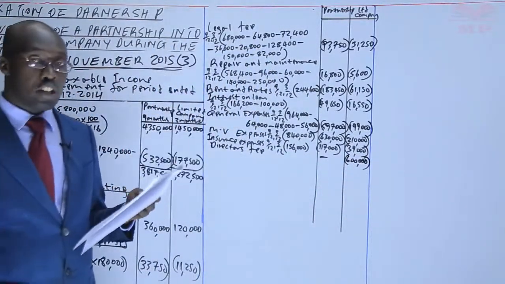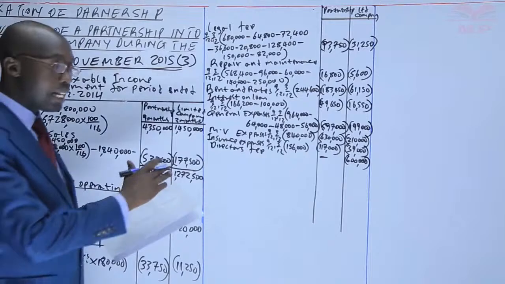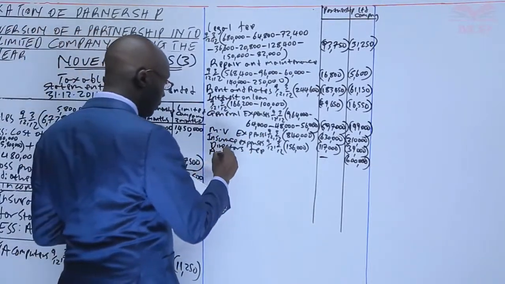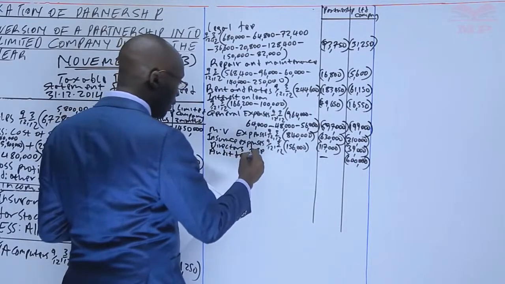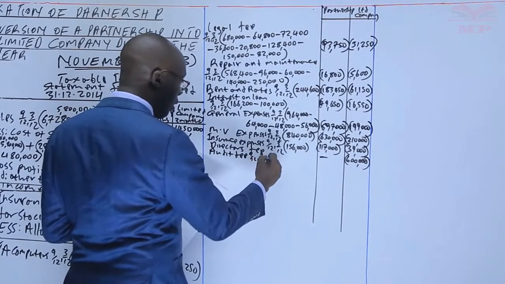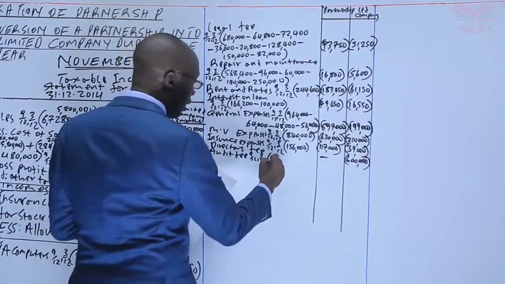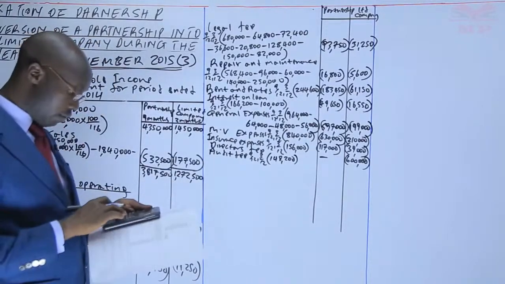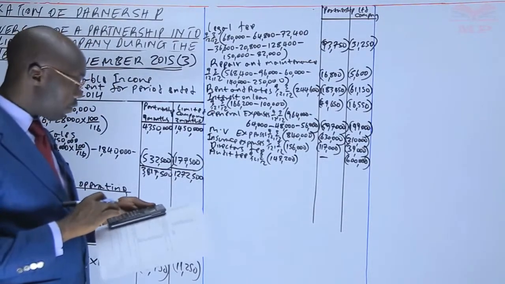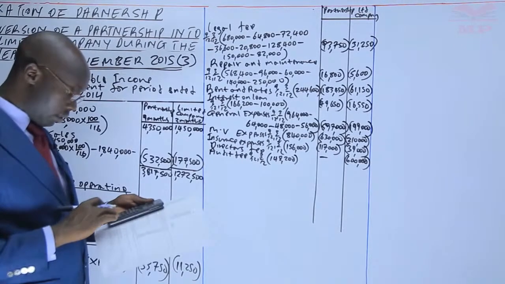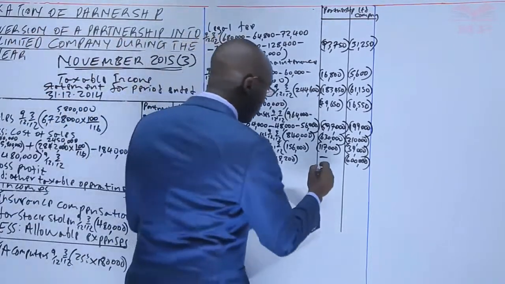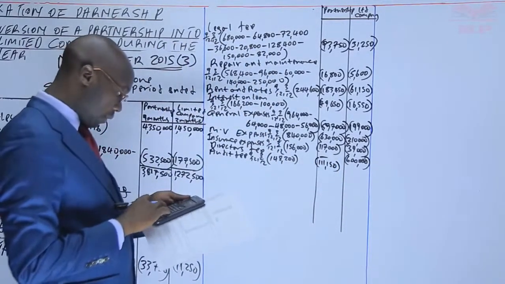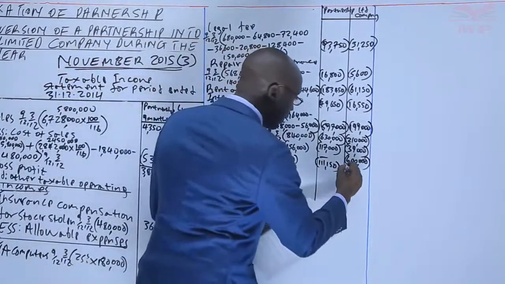The other one is audit fee. Audit fee is an allowable expense and it cuts across the board. It is for the partnership and the company. So audit fee, we have 9 over 12, 3 over 12 of 148,200. So we have 9 over 12 of 148,200. That gives us 111,150. The other one is for the 3 months, 37,050.